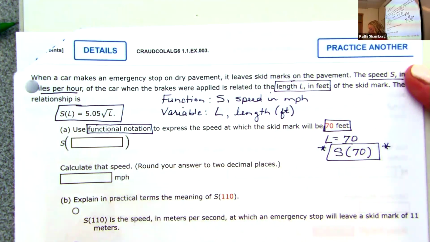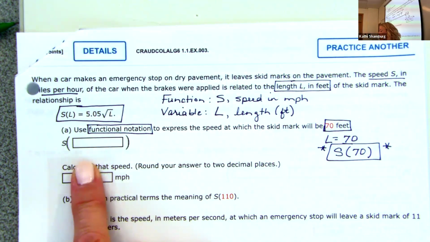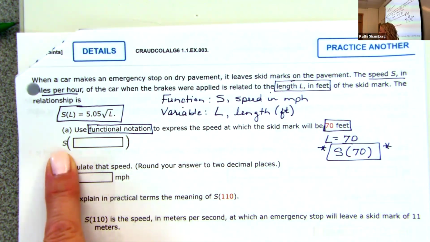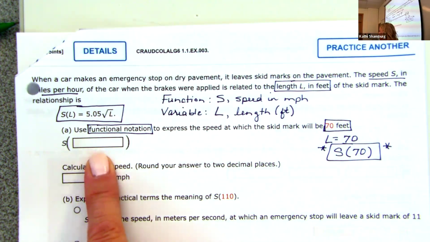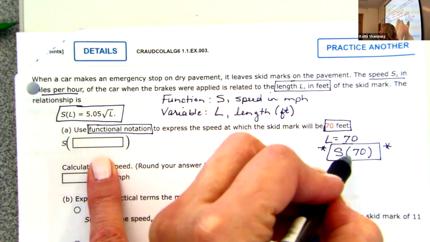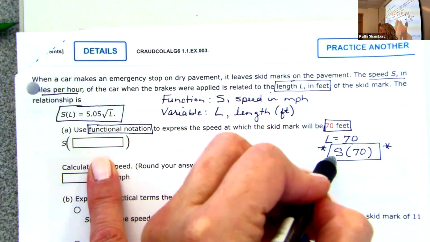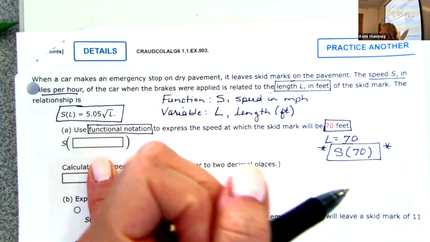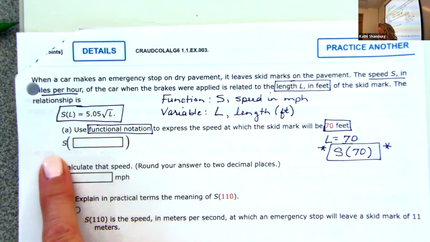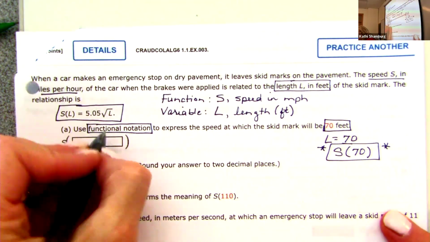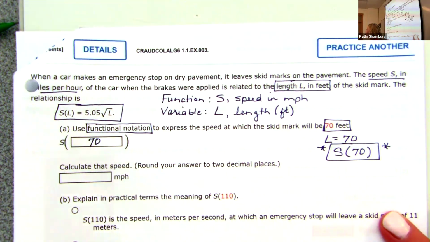Now, here's what I want to show you. In WebAssign, notice it has the S for you. So don't go to this box and put in S and in parentheses put 70. It'll count it wrong. They've already done the S for you, so all you have to do is put 70 there.